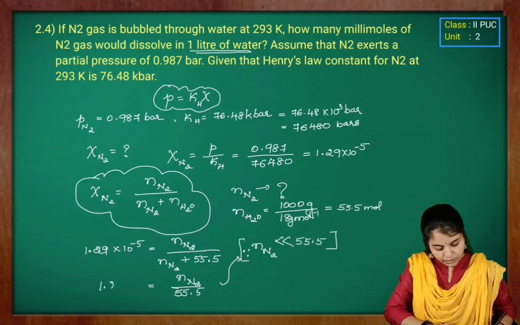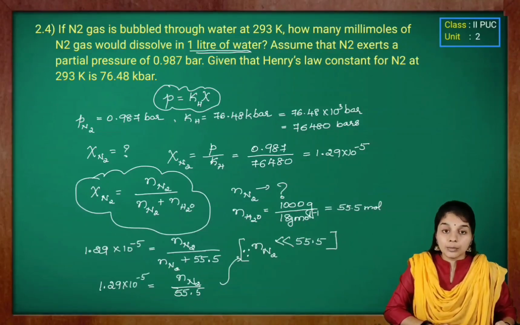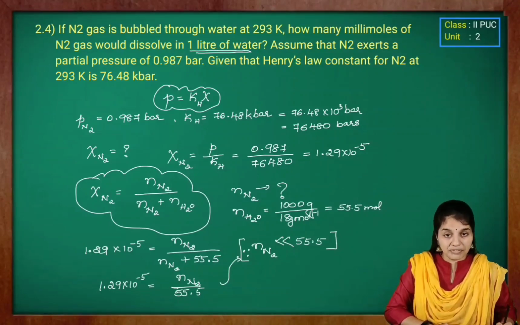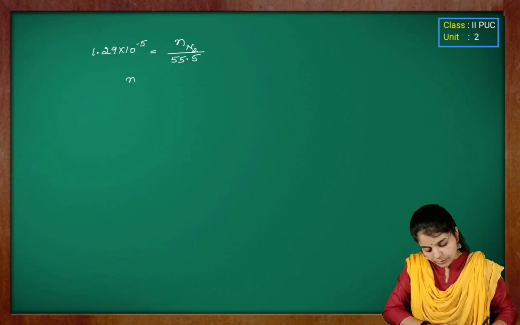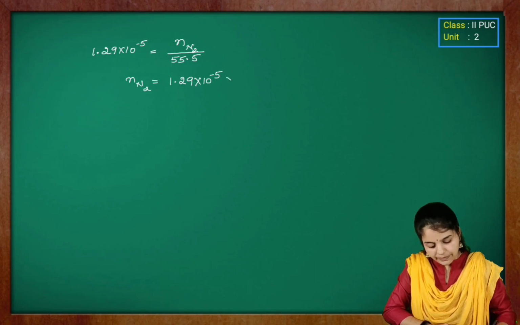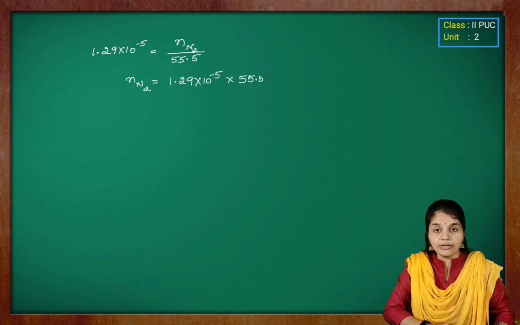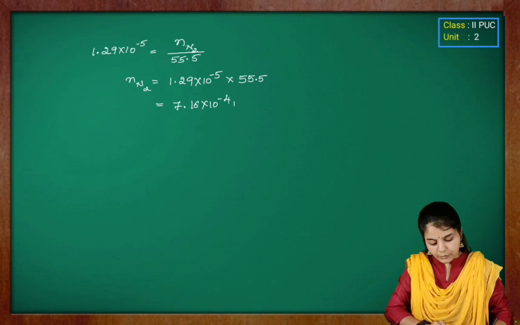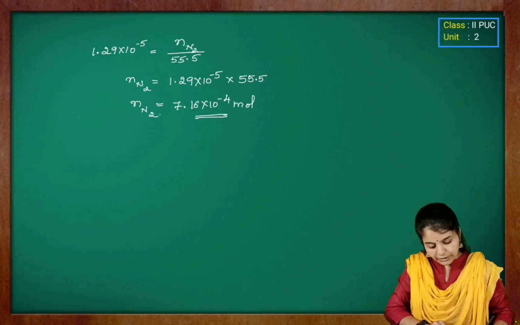So we have 1.29 × 10^-5 is equal to the number of moles of nitrogen divided by 55.5. Now we will simplify this. The number of moles of nitrogen is equal to 1.29 × 10^-5 × 55.5. This is equal to 7.16 × 10^-4 moles. So we have found out the number of moles of nitrogen.